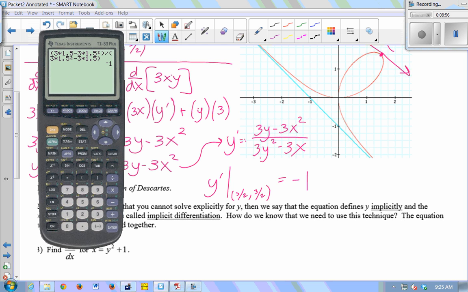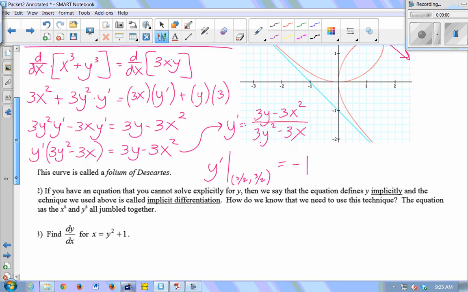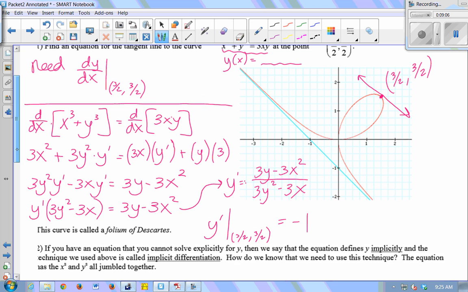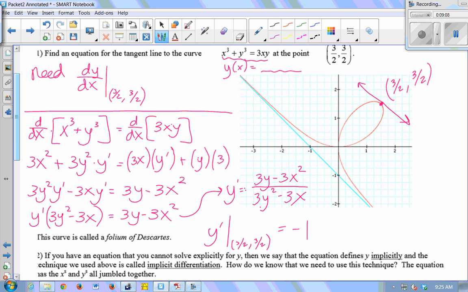Does that jive with the picture that we drew? Yeah, the slope of that tangent line does look like -1. Okay, so I have a slope. The slope of this guy, I now know, is -1. So to find the equation of the tangent line, I'm just going to use point slope form because I don't have to do any more work. I have y minus 3/2 is equal to -1 times x minus 3/2.